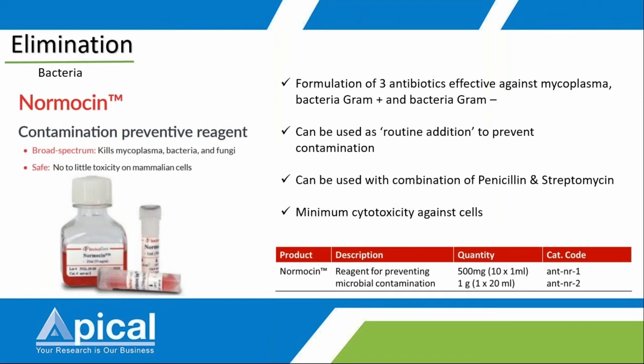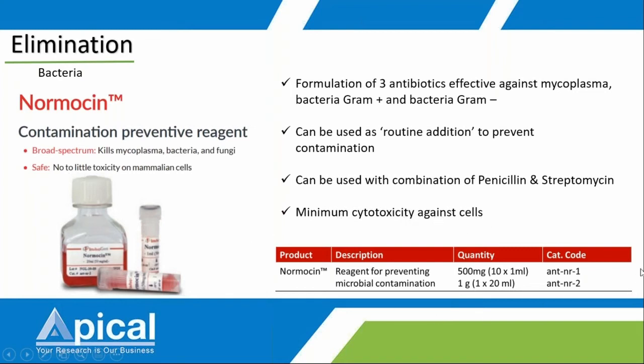Now, we know for bacteria, the way to eliminate it is always using antibiotics. So what we have here is not one type of antibiotic, but a formulation of 3 antibiotics. These 3 antibiotics are not only effective for bacteria, but also for mycoplasma and 2 classes of bacteria. And you can use this as a routine addition to prevent contamination. And the good news is you can always combine the Normocin with your pen strep. Okay, and it has very minimum cytotoxicity against the cell.